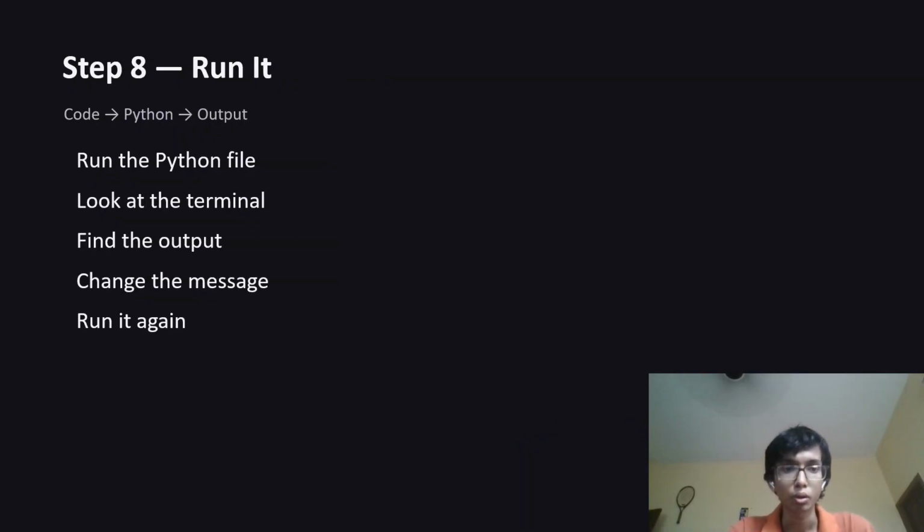And we run it. Code goes to Python, it gets interpreted, and it turns out as an output. We run the Python file, look at the terminal, and in the terminal we find the output, we change the message, and we can run it again. For example, it's hello world, we can change the message to hello you and hello Ram, hello.